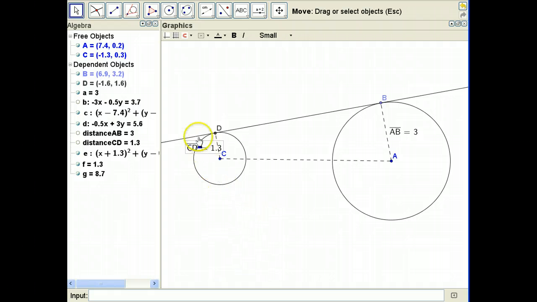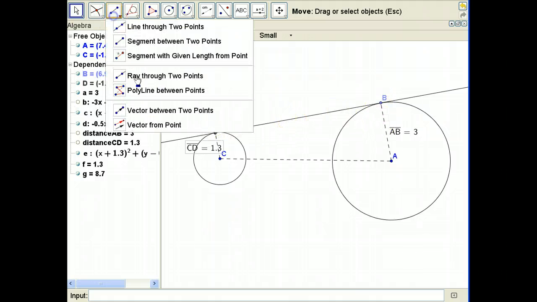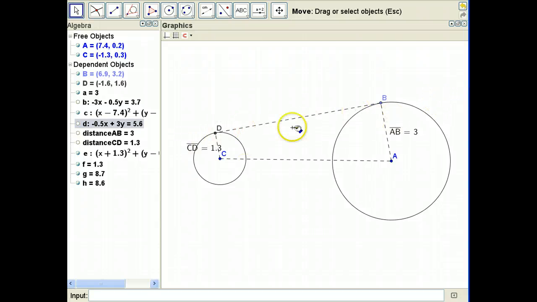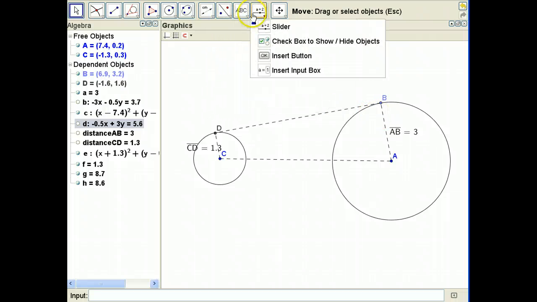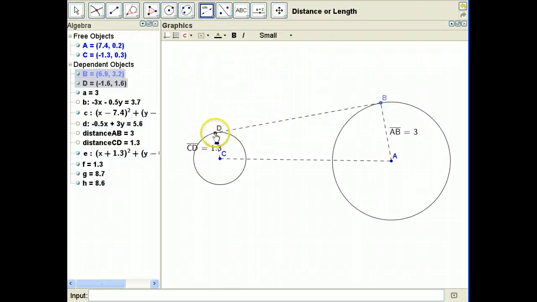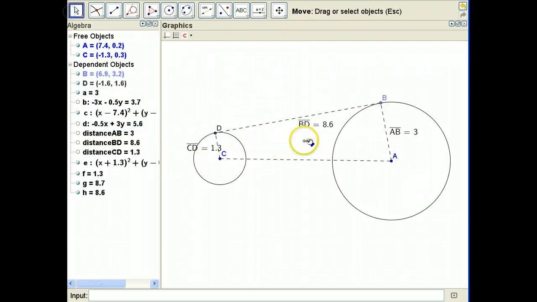you know, it's making a quadrilateral on the inside. Let's just say that you're given the distance from B to D. So let's actually create a segment from B to D. And then we'll go ahead and hide the tangent. So now we're looking at this segment, and let's say you're given D to B, that length. So let's go ahead and measure that length. B to D is 8.6 units.